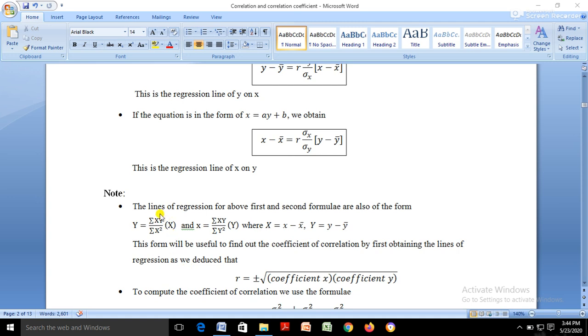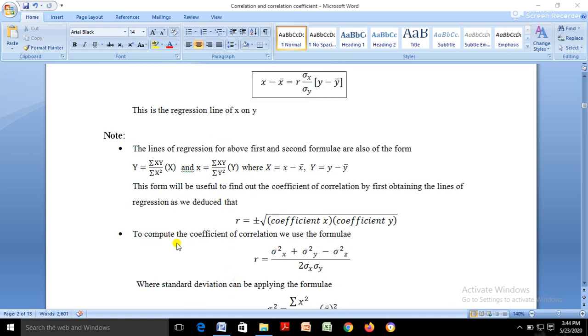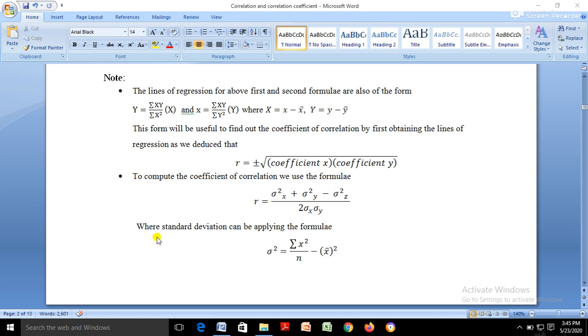Then by using these two lines of regression we solve for the r value. If the question asks for the line of regression first and then the coefficient of correlation, we first find the line of regression by using these two formulas, then we find r. Next, to compute the coefficient of correlation, we use the formula r is equal to sigma square x plus sigma square y minus sigma square z divided by 2 into sigma x into sigma y. Means if in the question they ask for the coefficient of correlation directly, we find r equal to sigma square x plus sigma square y minus sigma square z divided by 2 into sigma x sigma y, where standard deviation can be found from the formula sigma square is equal to summation of x square divided by n minus x bar whole square.